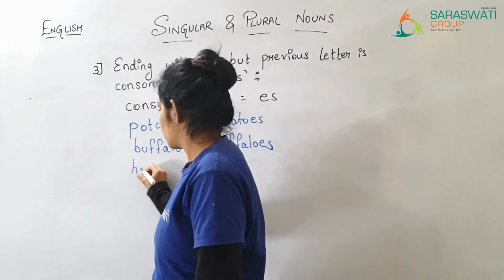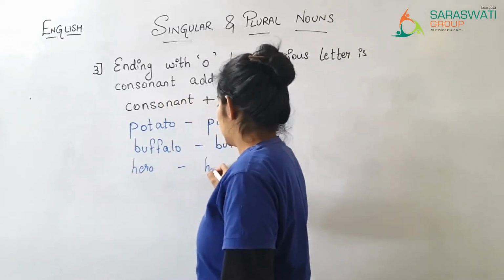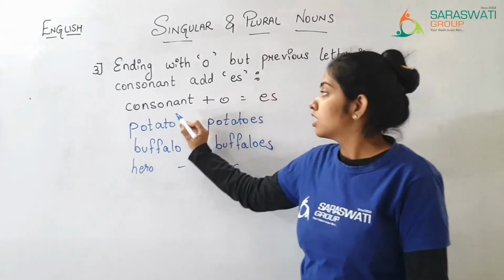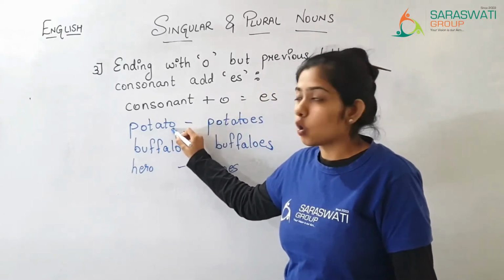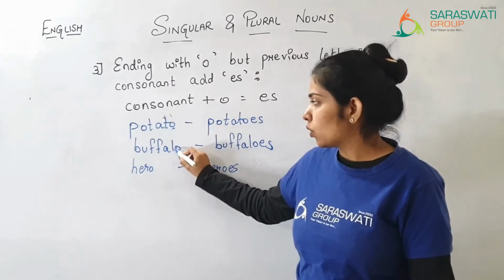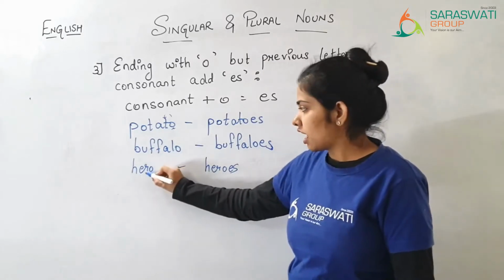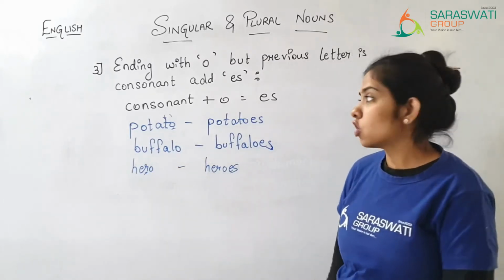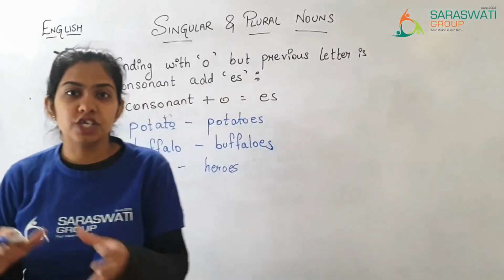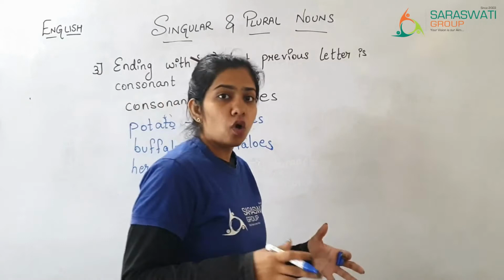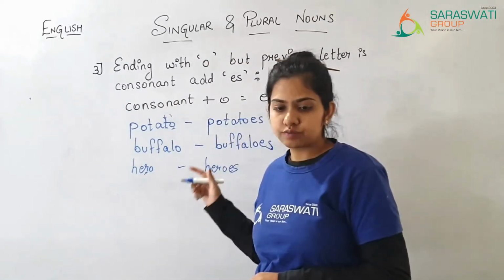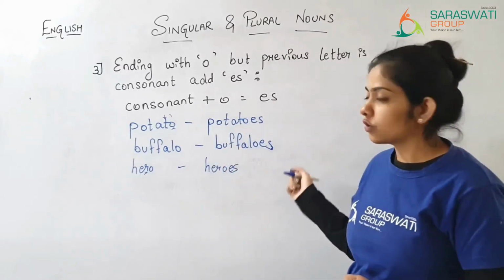Hero, then heroes. We are adding es because here the word is ending with o, but the previous letter, that is t, is consonant. Over here L is also consonant, R is also consonant, so we are adding es. Right? Mosquito, mosquitoes. Volcano, volcanoes. Right? So this is our rule number 3.